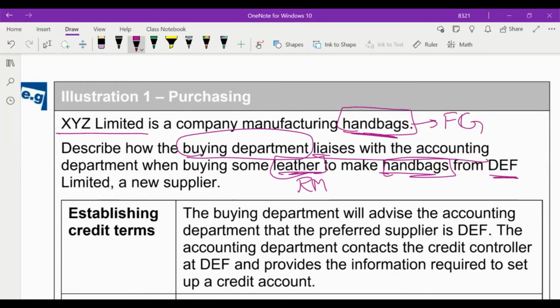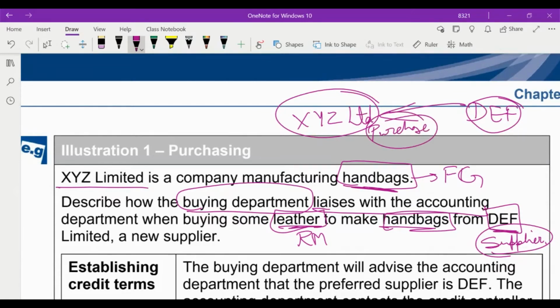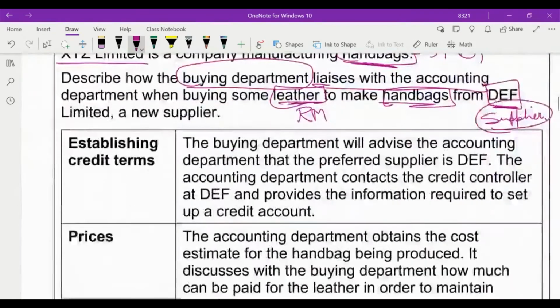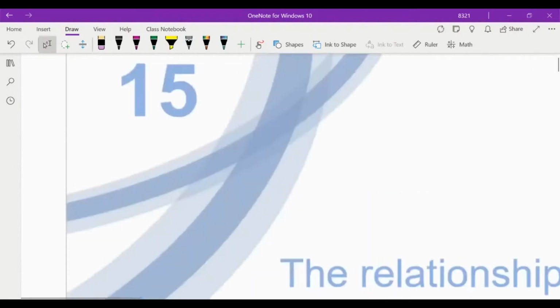From DEF Limited. Now, who is DEF Limited? It is the vendor or supplier. So in a way, we are purchasing from DEF. XYZ Limited is procuring from DEF. Now, the purchase department of XYZ Limited has to liaise with its accounts department. In what way will they be liaising? That is what we have to understand in this illustration. So try doing it this way.